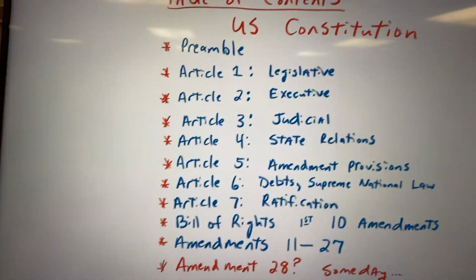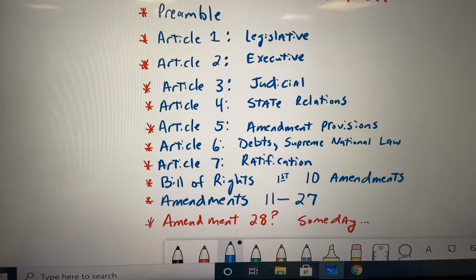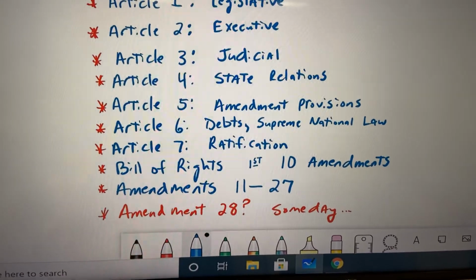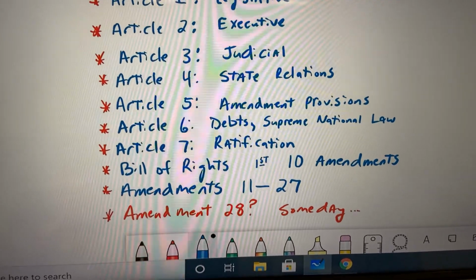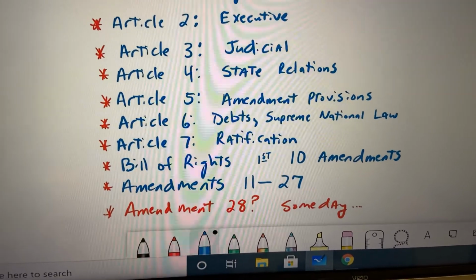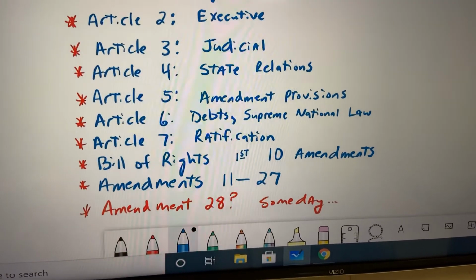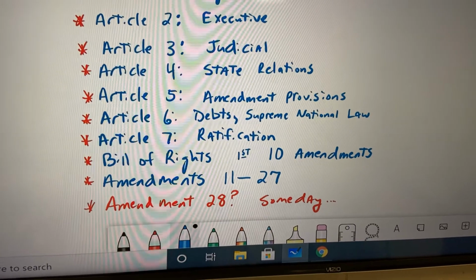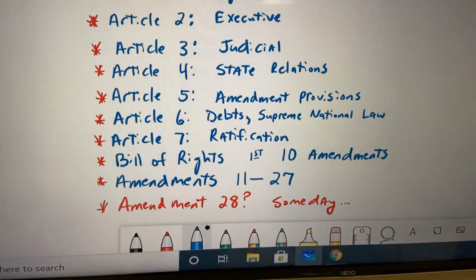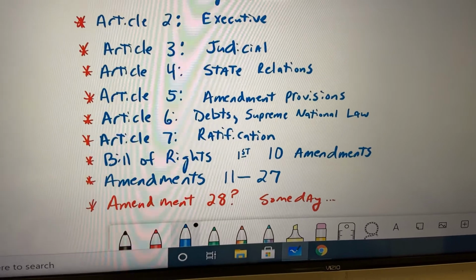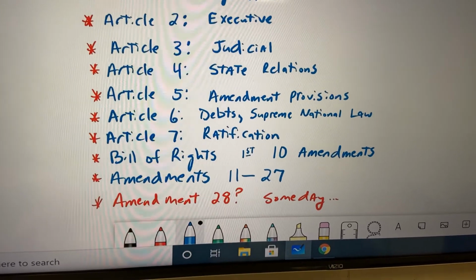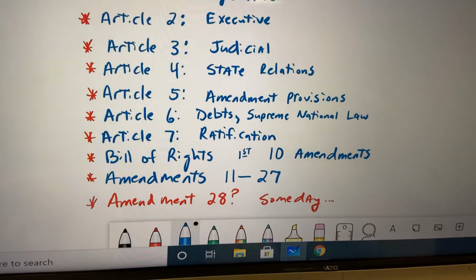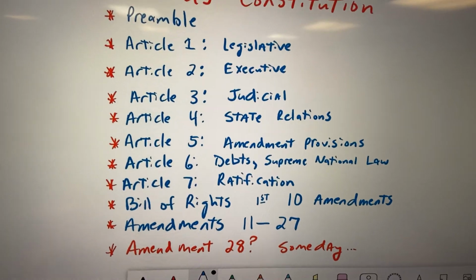Article 4, the Founding Fathers wrote about relationships between the states. In Article 5, it sets up how an amendment or a change or an addition can be made to the Constitution. Article 6 talks about national debt and how the federal government is the supreme national law of the land, meaning that the federal government is superior to state governments. Article 7 is where everyone had to ratify, or officially give its approval of, the Constitution. That's where they all signed it in their agreement, and all the states had to vote on this new Constitution.